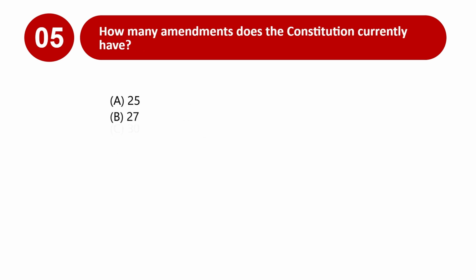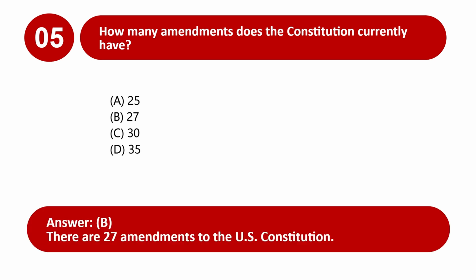How many amendments does the Constitution currently have? A. 25. B. 27. C. 30. D. 35. Answer B. There are 27 amendments to the U.S. Constitution.